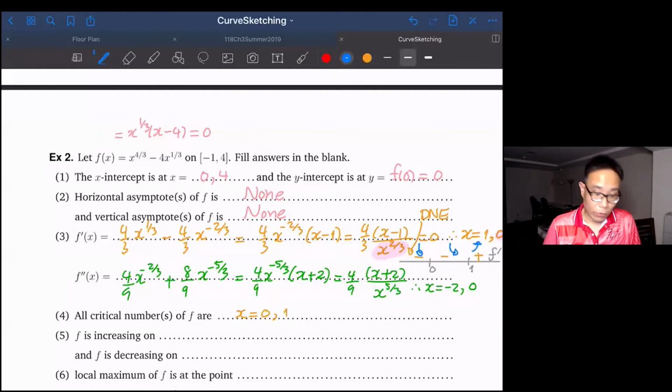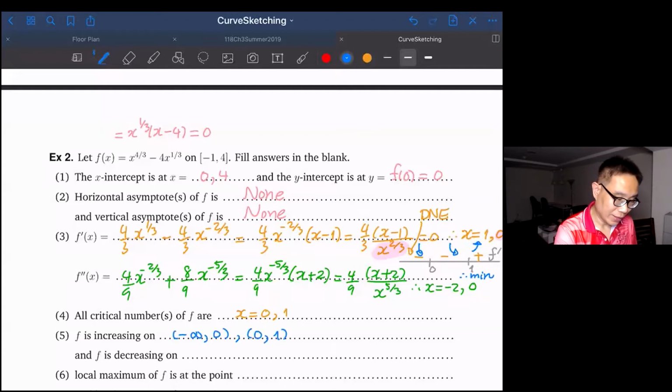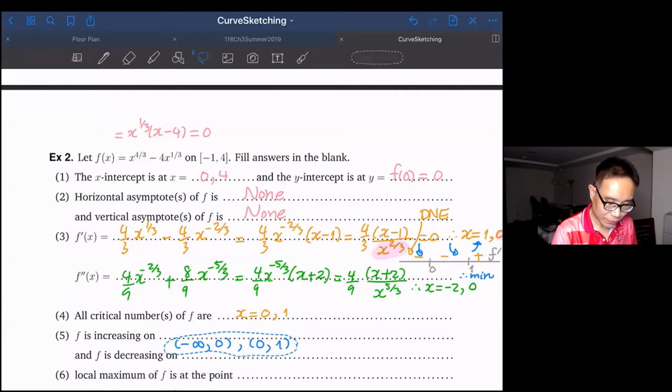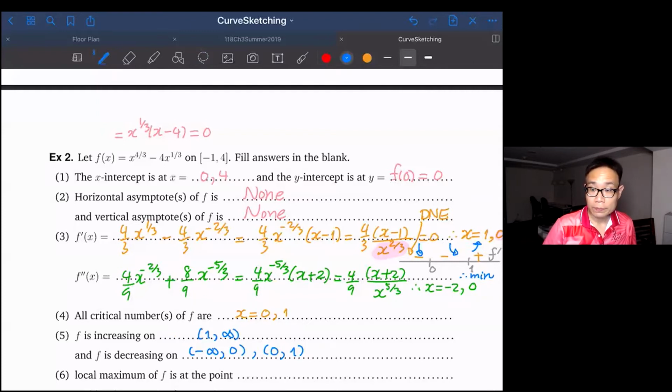So you're gonna see that you have a minimum at x equal to 1. You have decreasing from negative infinity to 0 and 0 to 1, and for increasing, you would get 1 to infinity. So this is how we have this one.